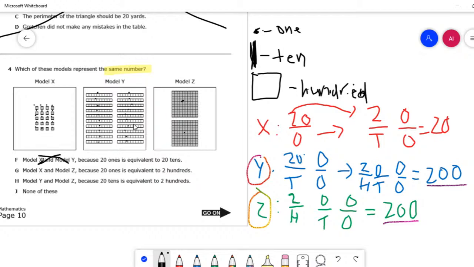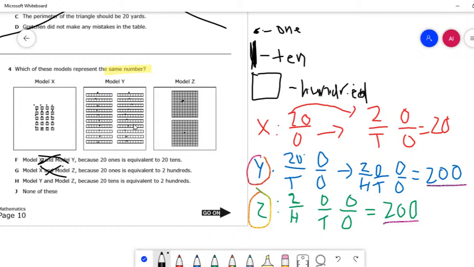Answer choice G says that model X and Z represent the same number, which we know is wrong again, since we found out that model X represents 20 and model Z represents 200. So we can cross that out.